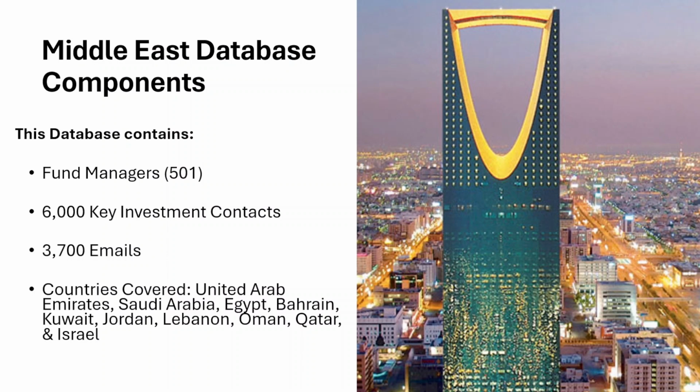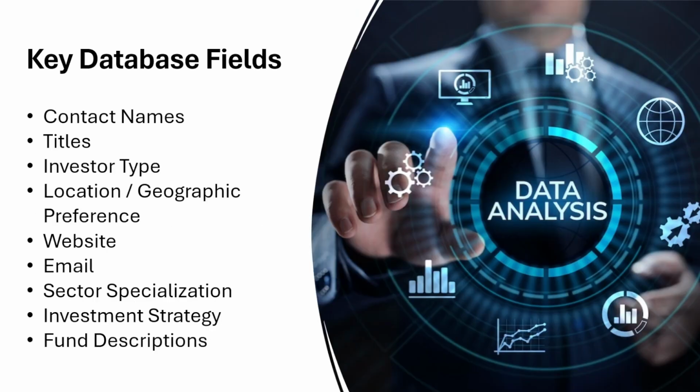So to start off with, the database contains 501 funds with fund managers, 6,000 key investment contacts with 3,700 emails, and the countries covered include the UAE, Saudi Arabia, Egypt, Bahrain, Kuwait, Jordan, Lebanon, Oman, Qatar, and Israel. Now, you're going to see the spreadsheet coming up in just a bit, but the key database fields include contact names, titles, investor type, location, geographic preference, websites, emails, sector specialization, investment strategy, and fund descriptions.